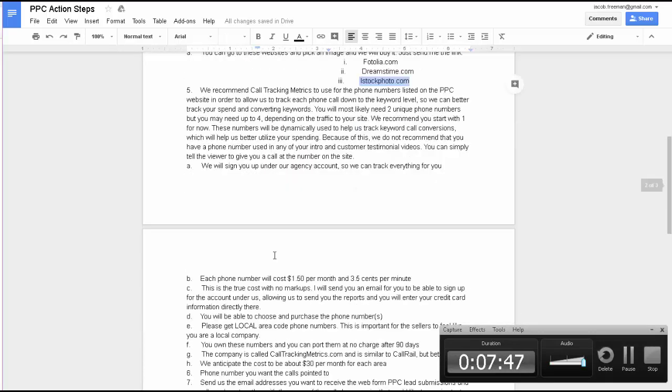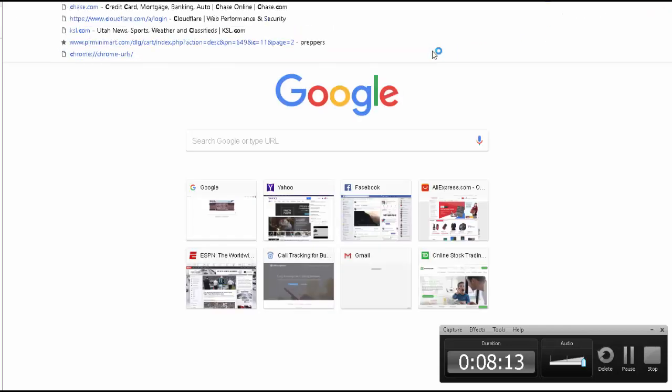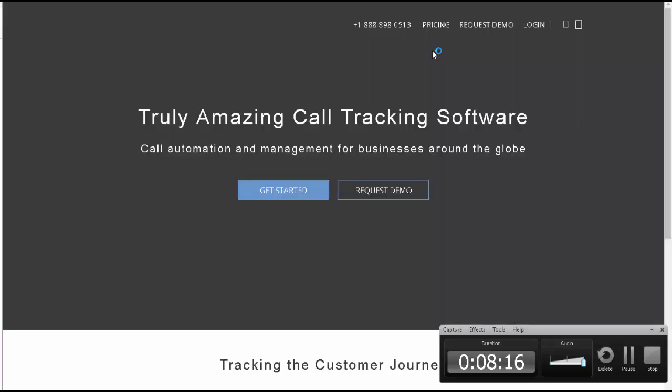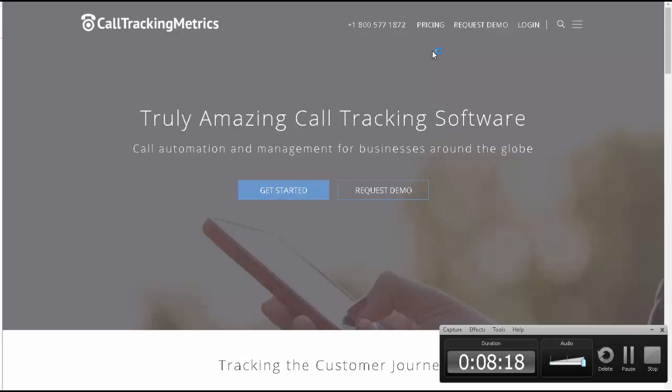And then number 5, we recommend Call Tracking Metrics to use for the phone numbers listed on the pay-per-click website in order to allow us to track each phone call down to the keyword level so we can better track your spend and converting keywords. Call Tracking Metrics is similar to CallRail but better. And we will send you an invitation from Call Tracking Metrics so that you can sign up, and then your account will appear under our agency account so that we can see what's going on there. And the service works really well.